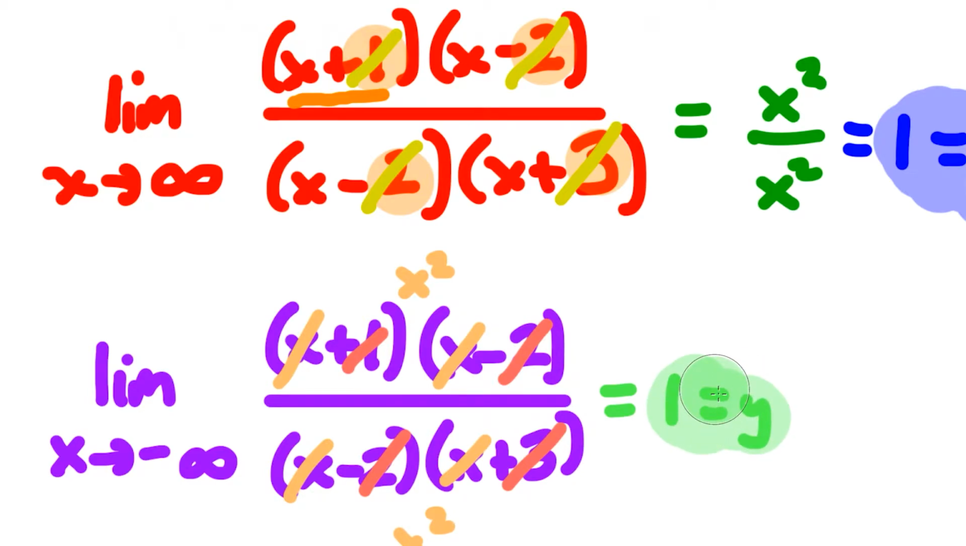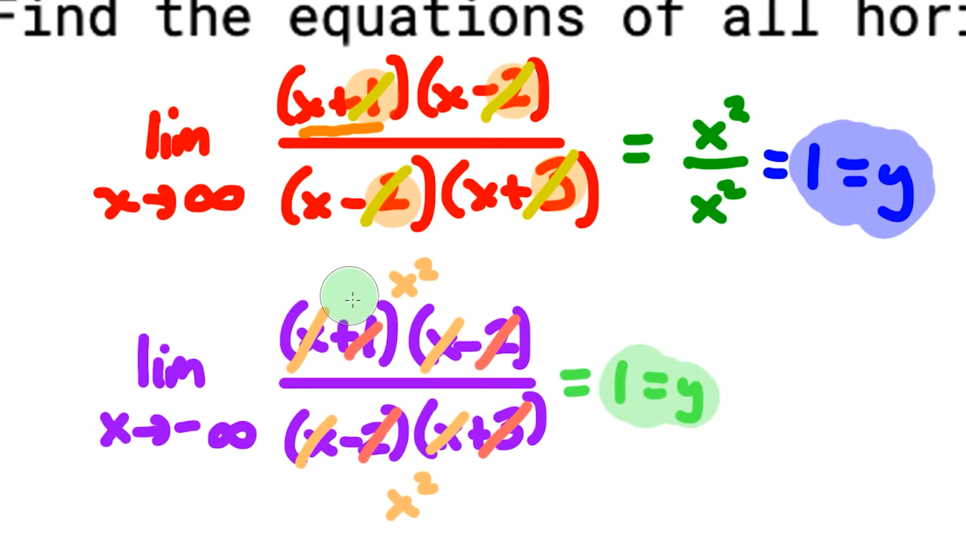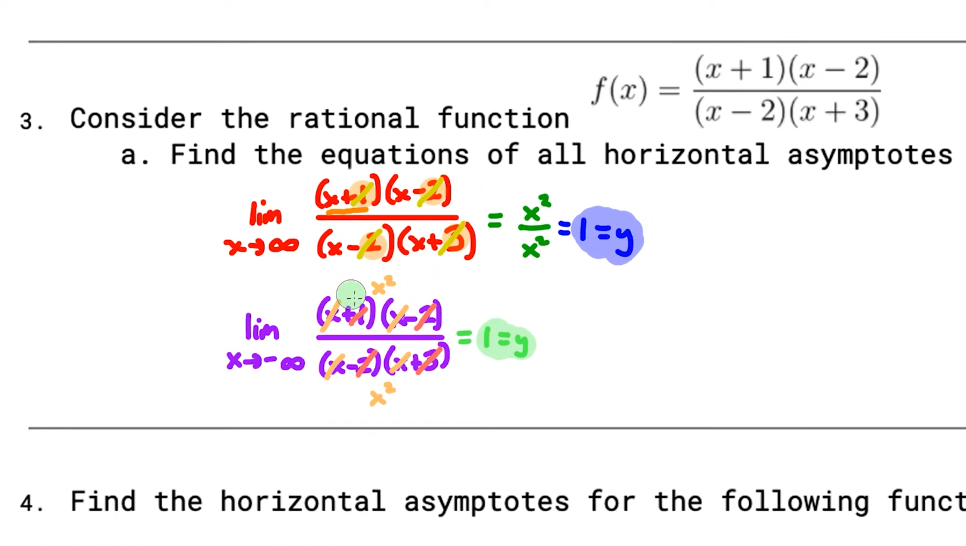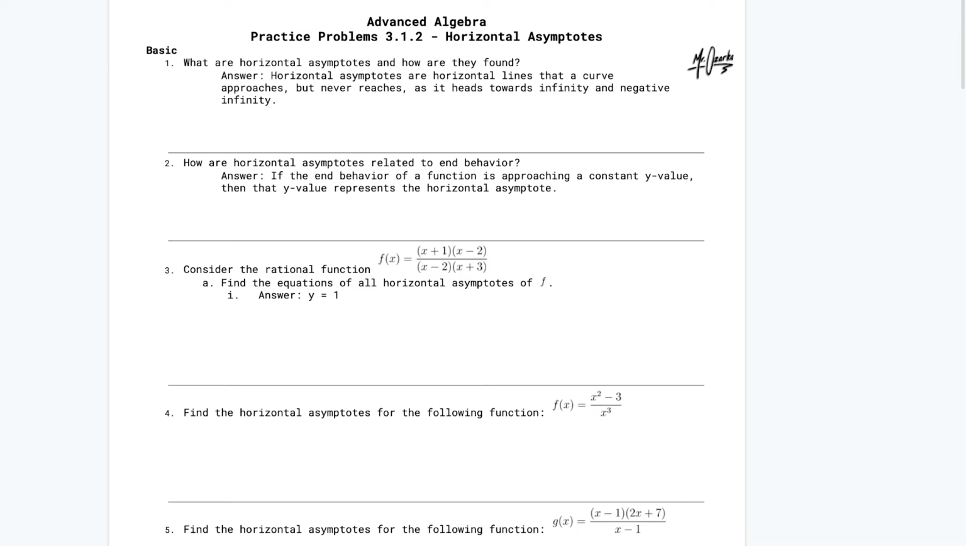Now, you don't really need to write this twice. If you wrote it once, it's totally fine, but the horizontal asymptote for this one would be y equals 1. Now, what does that look like as a graph? Well, let's check it out really quick. I'll graph it on Desmos.